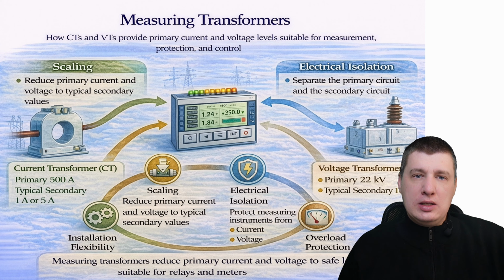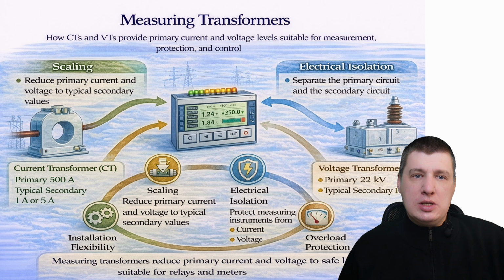First, scaling. They reduce primary current and voltage to standardized secondary values used by relays and meters. Second, electrical isolation. They separate the primary circuit from the secondary circuit. This protects personnel and sensitive equipment. Third, overload protection of measuring devices. They prevent excessive current and voltage from damaging protection and measurement instruments.